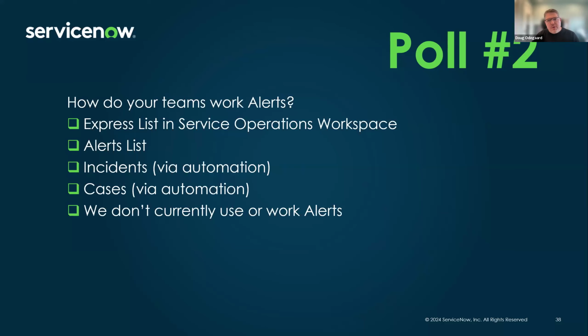A lot of times when we are helping customers implement, they may use different things in their product. One of them may be Express List in Service Operations Workspace. You may already be using that. Maybe you've used more of the classic alerts list. Maybe you use incidents via automation. I've had some customers that are using cases, or we currently don't use or work alerts. I'm very curious of your answers on this. So hang tight. I'm going to launch this.